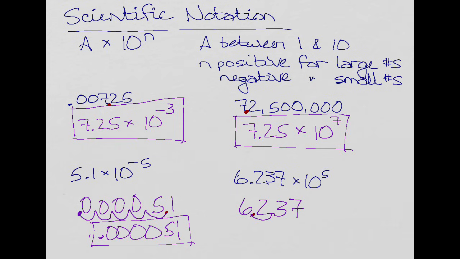Here we go. 1, 2, 3, 4. I need a 0 there, and one more 5. So as a number, this is 6, 2, 3, 7, 0, 0, 623,700. Same number, but now not in scientific notation.